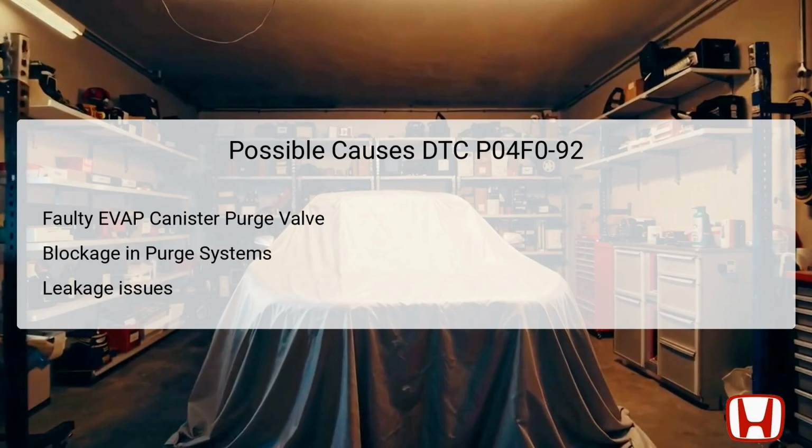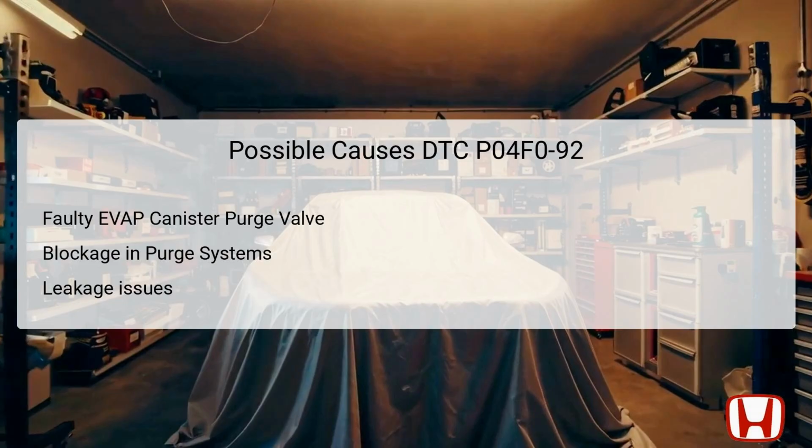The DTC P04F0-92 may be caused by several factors. A common issue is a faulty EVAP canister purge valve, which may become stuck, either open or closed, affecting the flow of fuel vapors. Additionally, blockages in either EVAP purge system 1 or 2 can hinder the expected flow, leading to the detection of incorrect purge flow.